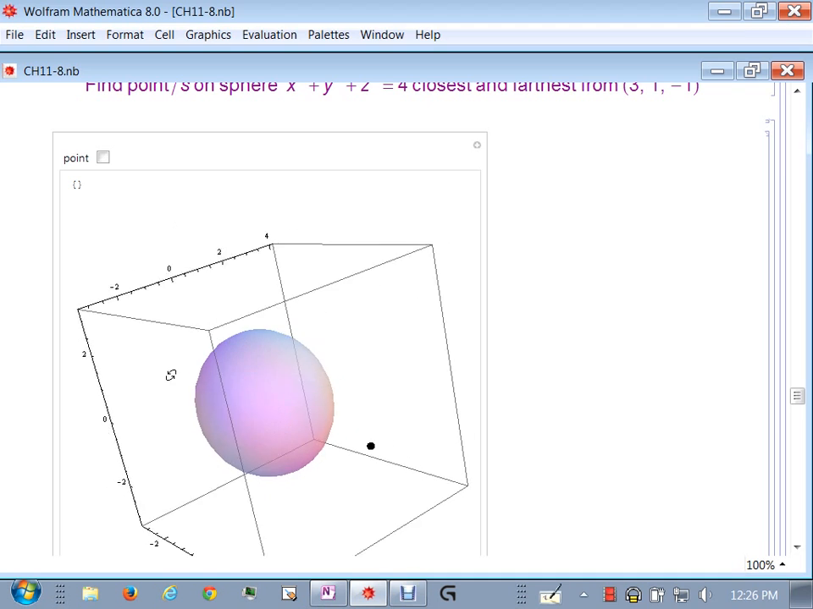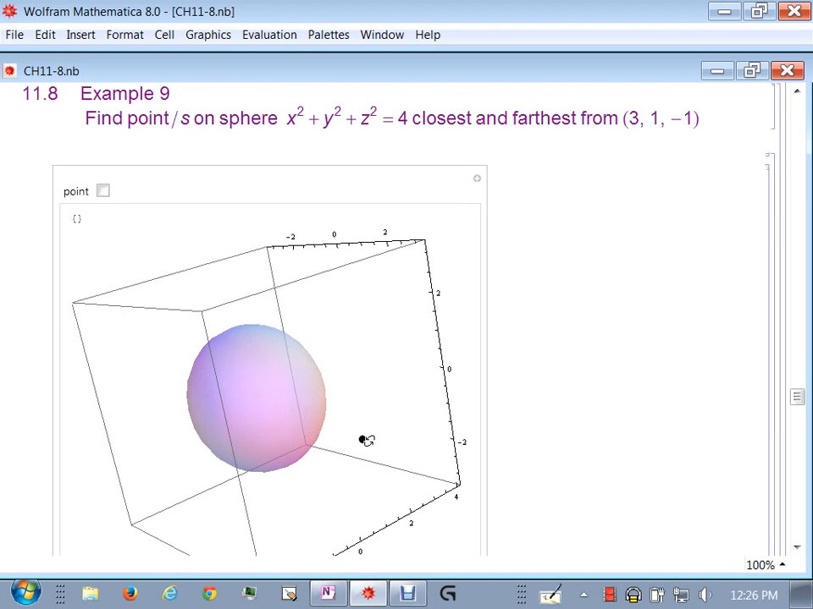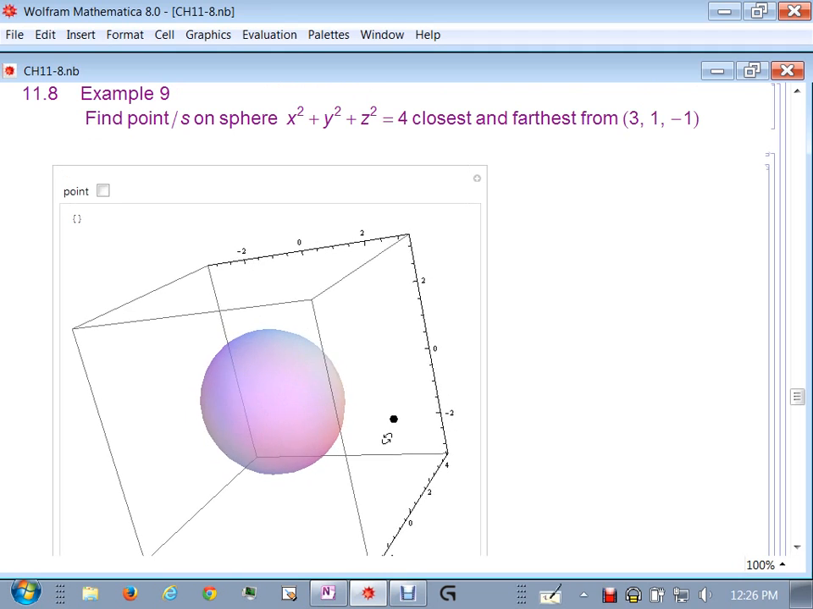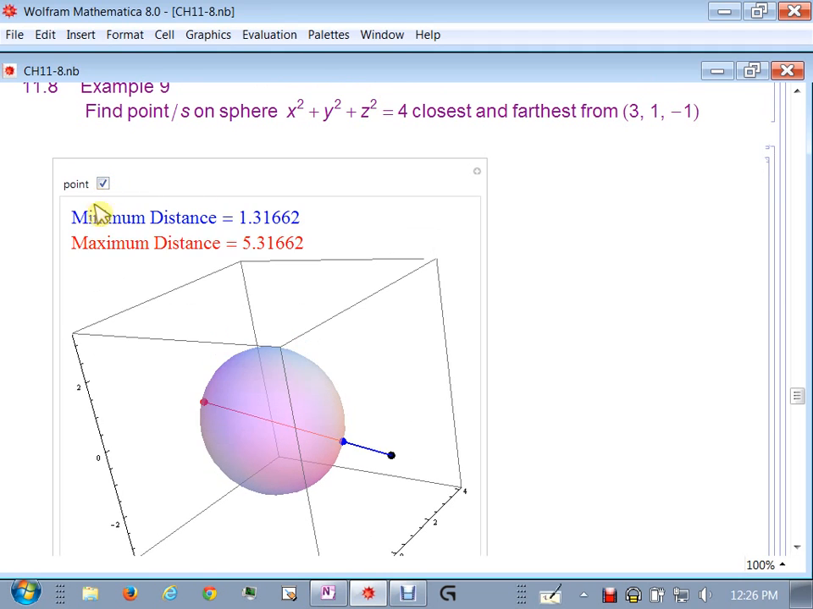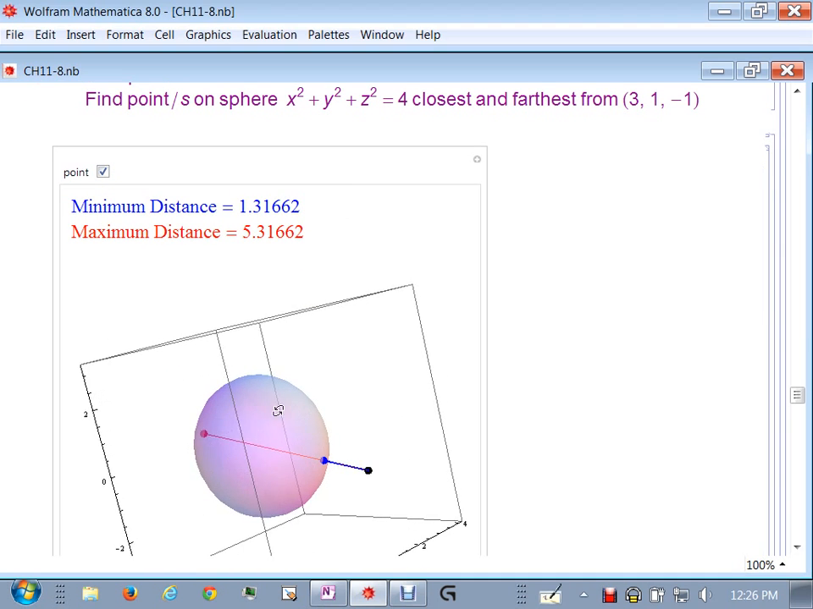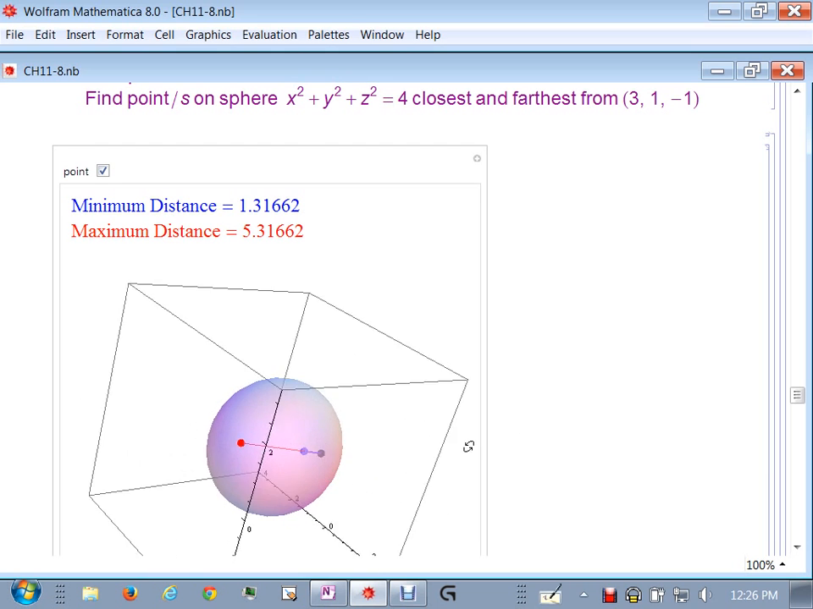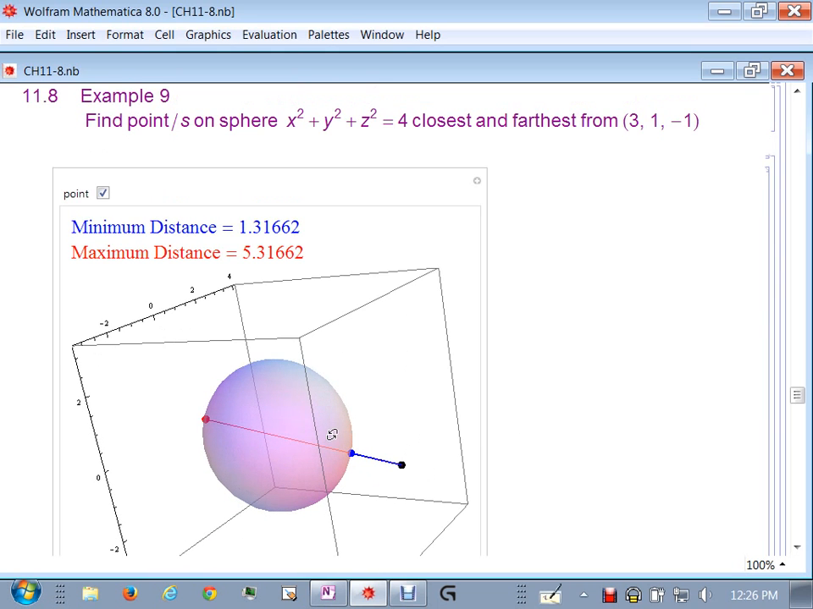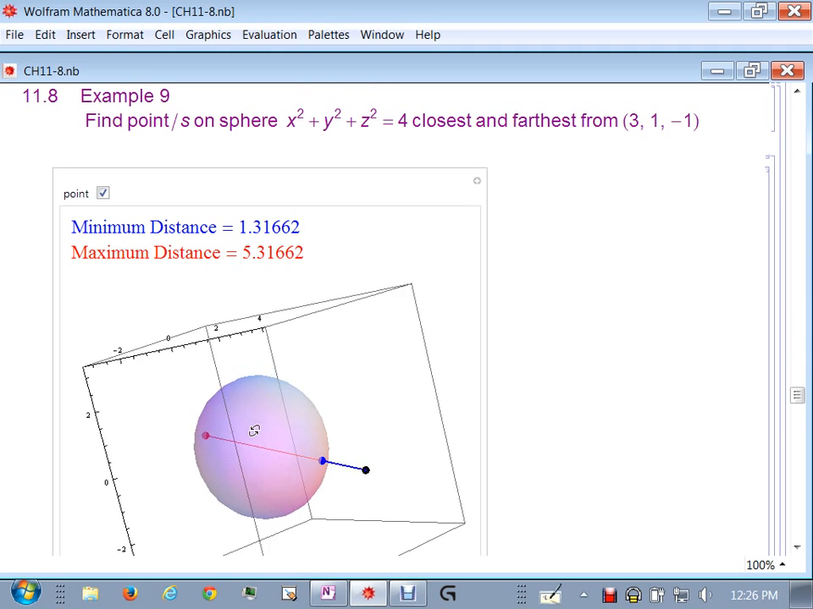So there's planet Earth, right? And there is something out there. And we are trying to find the 2 points, one which is closest to that point and one which is furthest from that point, but has to also live on that sphere. Make sense geometrically? Yeah?